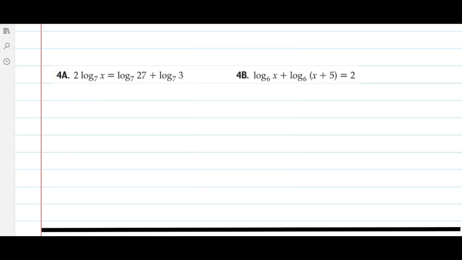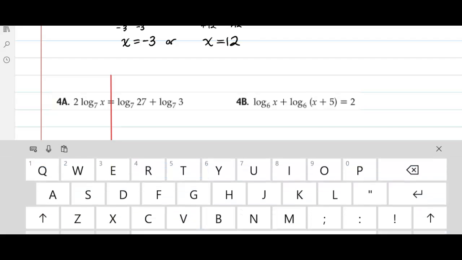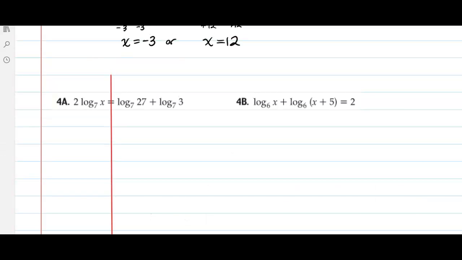Again, we're trying to get x by itself, but the first thing we need to do is take this 2 and make it the exponent of the x variable on the left side. So we have log base 7 of x squared. On the right side, we have the addition symbol, which means we can multiply these quantities. We end up with the log base 7, 81.